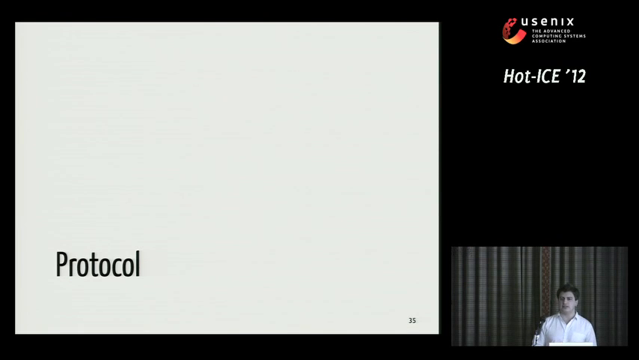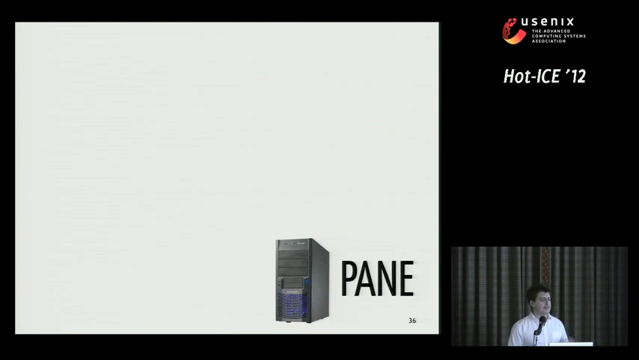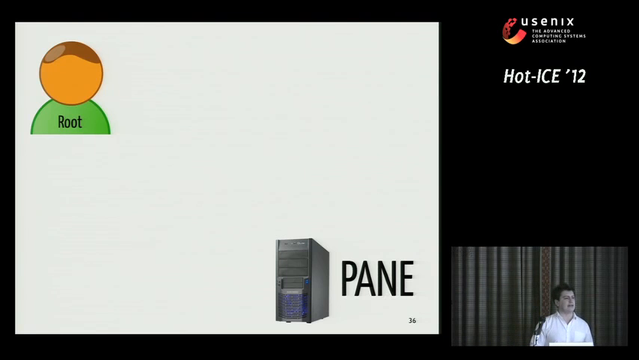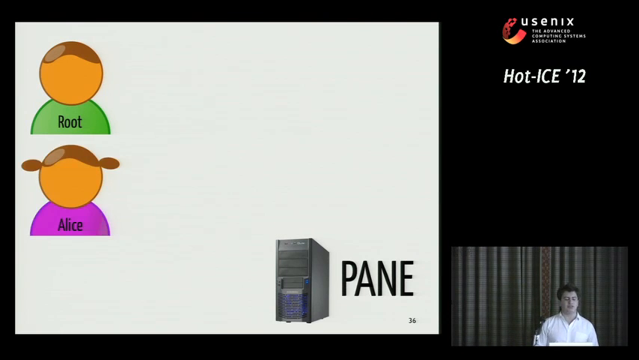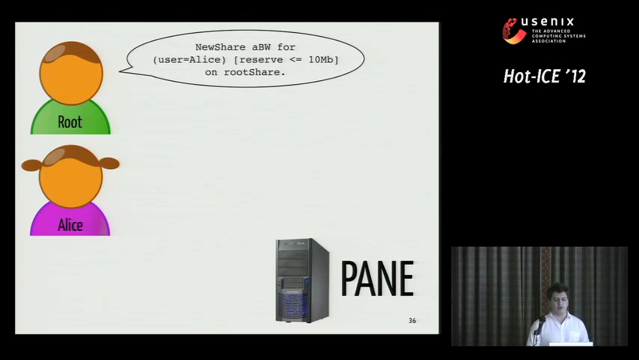Now that we've explored PANE semantics, we'll take a brief look at its protocol for interactively using and delegating network resources. As I described before, the privileges in PANE derive from the root user's access to the share tree. To allow a regular user, Alice, to reserve bandwidth, root first creates a subshare with the appropriate flow group and privilege. In this example, the subshare is for all traffic sent or received by Alice with the authority to reserve up to 10 megabits per second of guaranteed bandwidth.